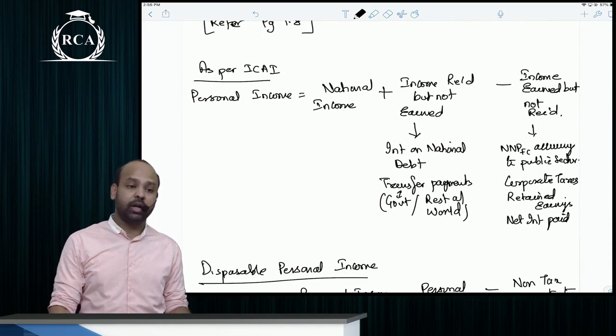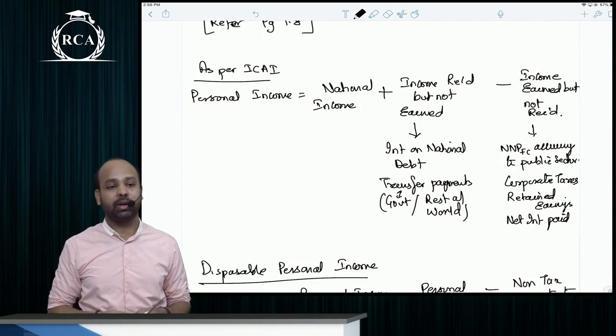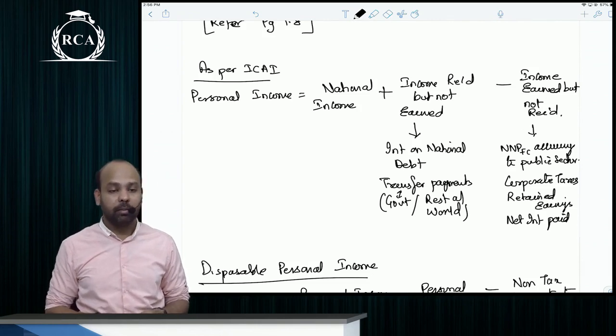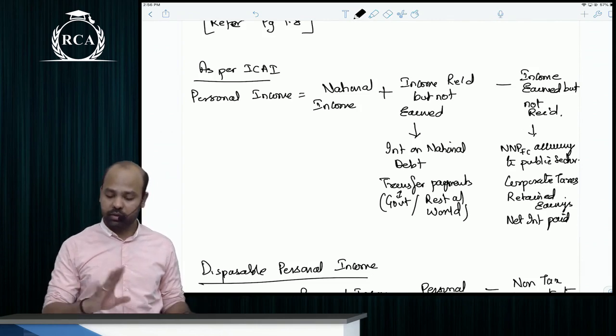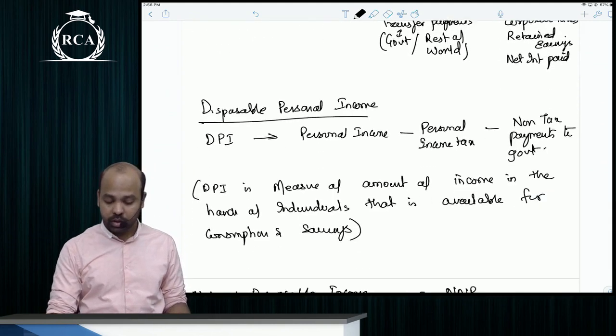As per ICAI, I told you that personal income is national income plus interest received but not earned minus interest earned but not received. The rest is the same.